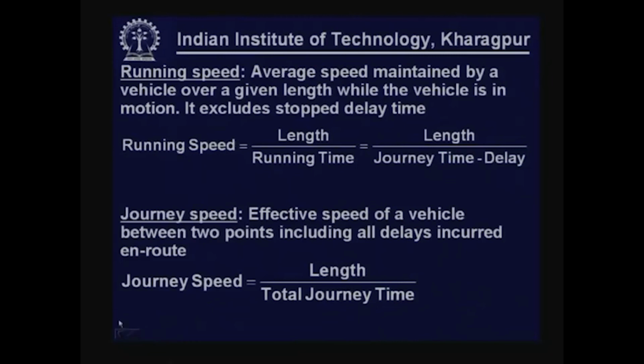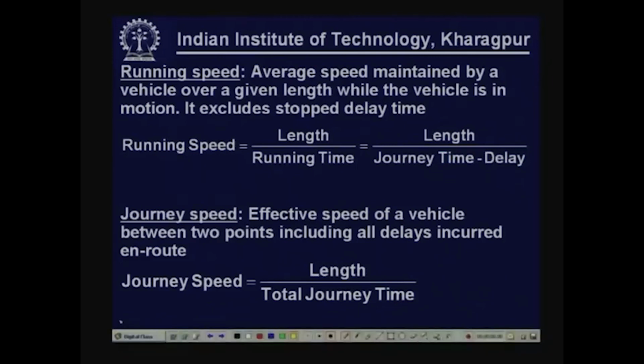Now, other types of speed also sometimes we refer to. One we call running speed, and another we use sometimes is journey speed. Now, running speed is the average speed maintained by a vehicle over a given length while the vehicle is in motion. This is interesting. Carefully observe that: while the vehicle is in motion. That means you exclude stop delay.